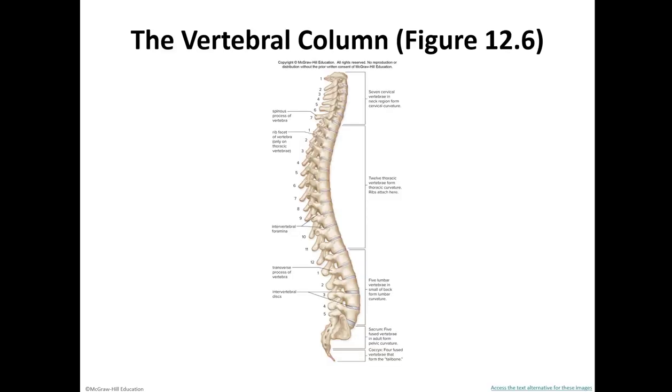Here's a picture of the 33 pieces of vertebrae. The 7 on top are the cervical, the 12 are the thoracic, the 5 are the lumbar, and the sacrum is the fused 5 vertebrae.